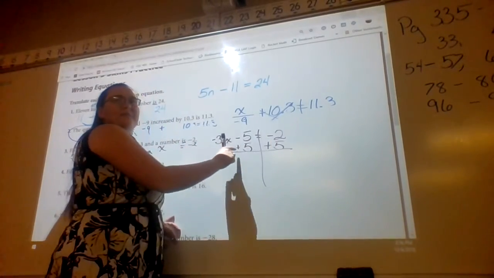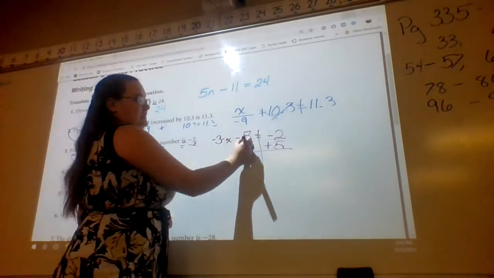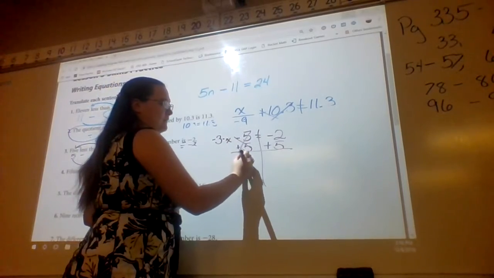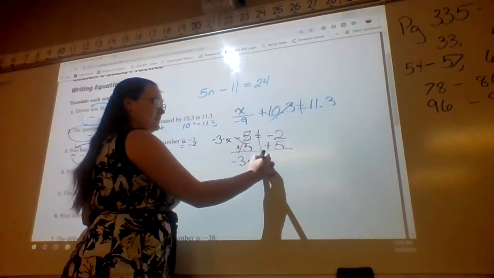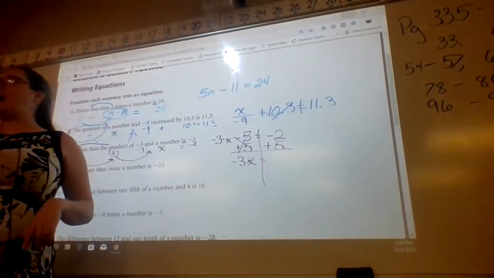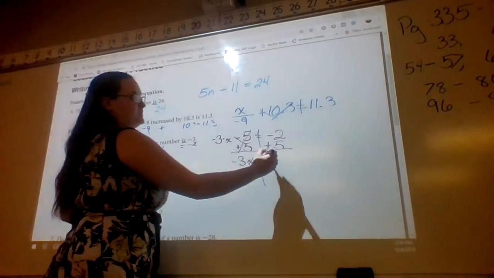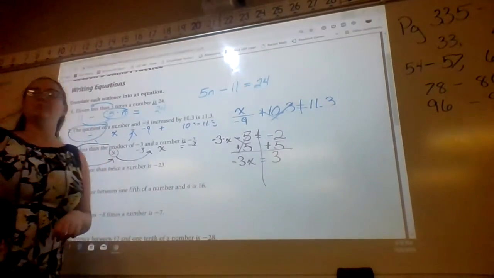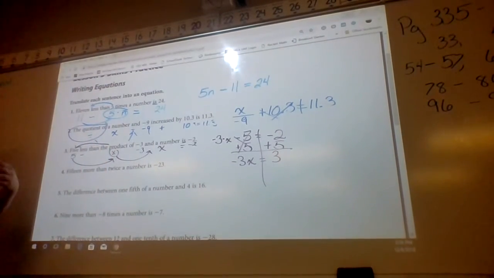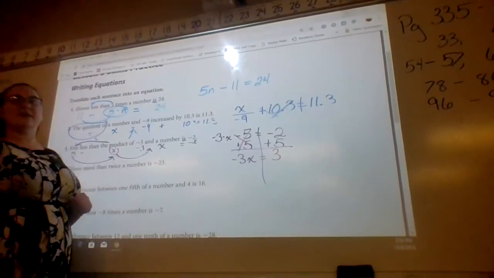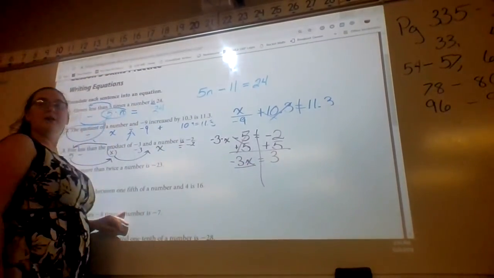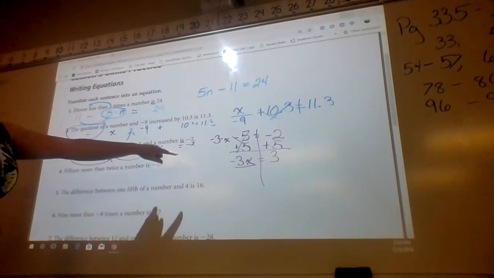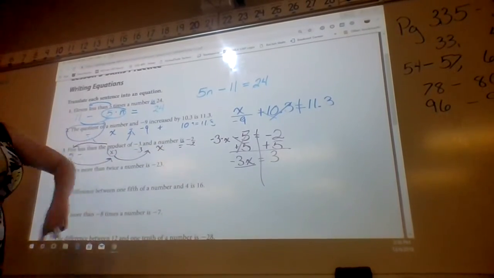What does a negative 5 and a positive 5 make? 0. So we have a negative 3x, because 3 times x is 3x. Equals, what's negative 2 plus 5? 3. Just 3. Where's your variable? Left side. What operation? Multiplication. What is the inverse? Division. Divide by what? You have to focus. Negative 3.